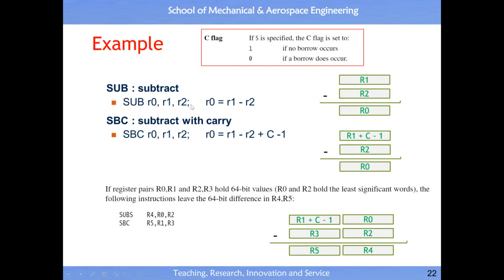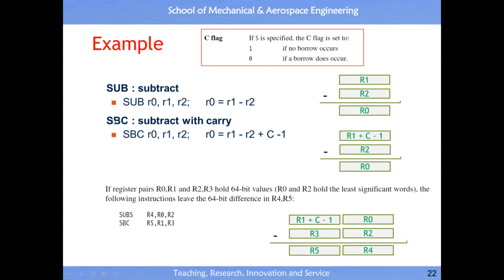Here we show you an example of using SUB. So this is a normal order. That means R1 minus R2, and the result we write back to R0. Then in this case, when you see the C here, immediately you understand you are going to do R1 minus R2 plus C minus 1. Okay, so you follow this illustration.